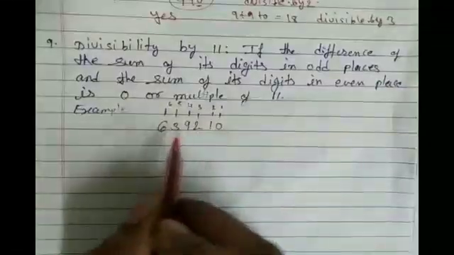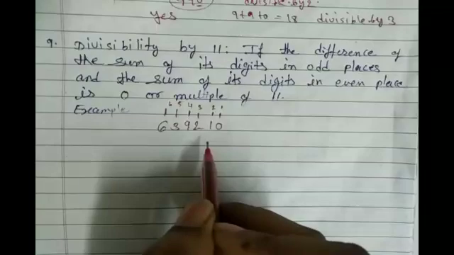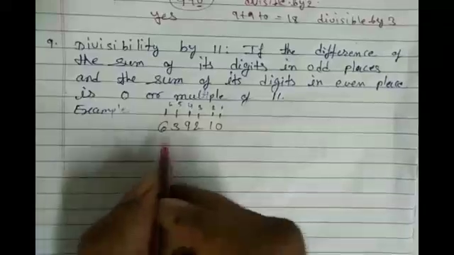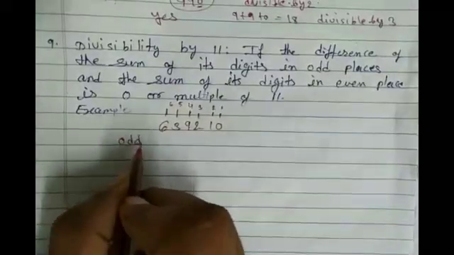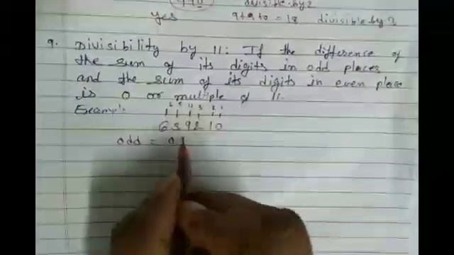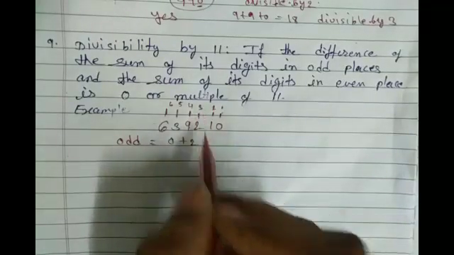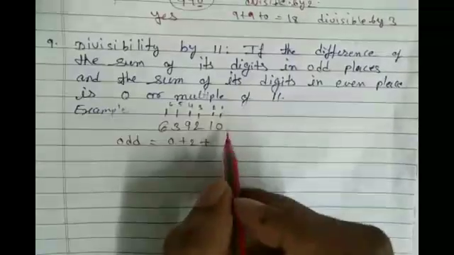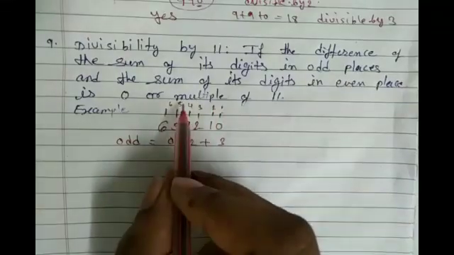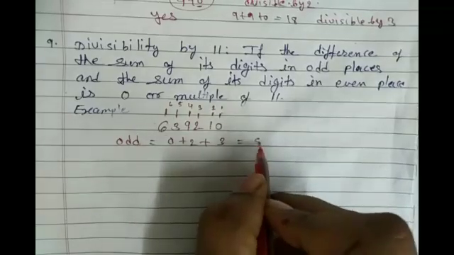Now we have 6 digits. Three digits lie on odd places and three digits lie on even places. Now add the digits on the odd places. So 0 because it is the first place, plus 2 because the digit at the third place, plus 3, the fifth digit. So when we add them, we get 5.